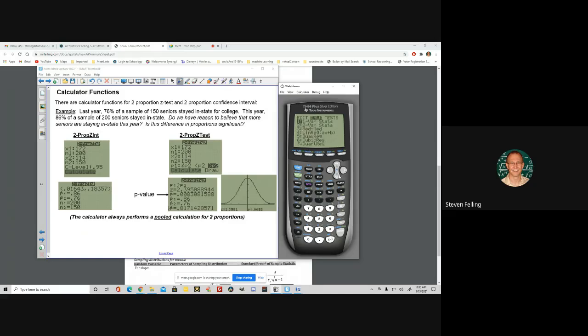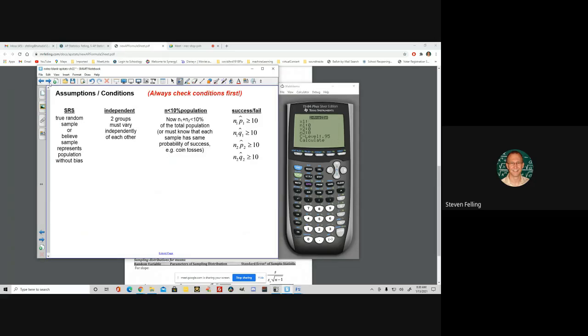And then there's also further down, a 2 proportion z interval where you enter that similar data, but this time it's calculating a confidence interval. So you set the confidence interval level. All right. And the calculator will always perform pooled values for the 2 proportions.